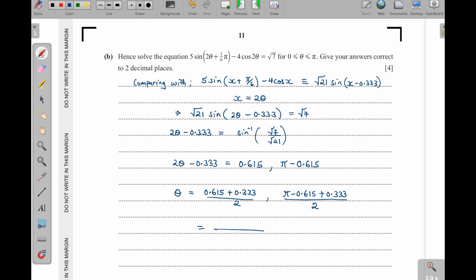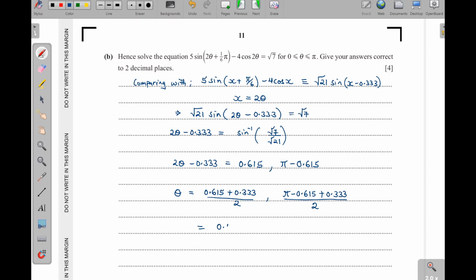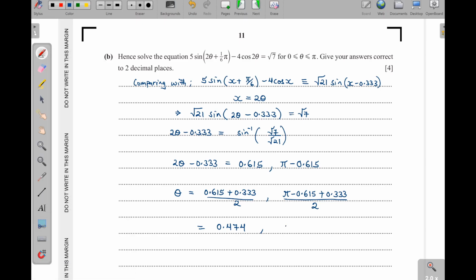What do we get here and then here? 0.615 plus 0.333. Then we divide by 2. That one gives us 0.474. Then the next one, it is pi, then minus 0.615, then plus 0.333 over 2. And this one gives us 1.4297 whatever, which I can write as 1.43.